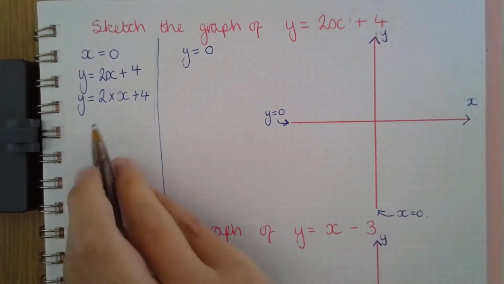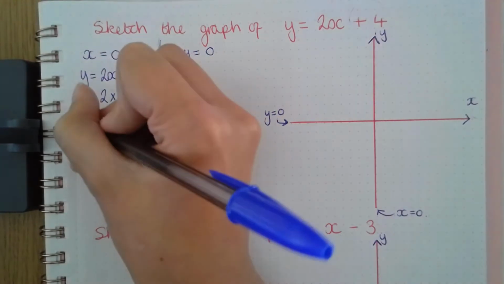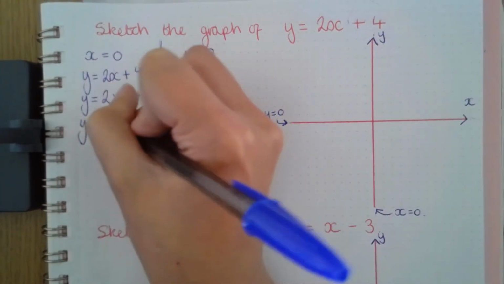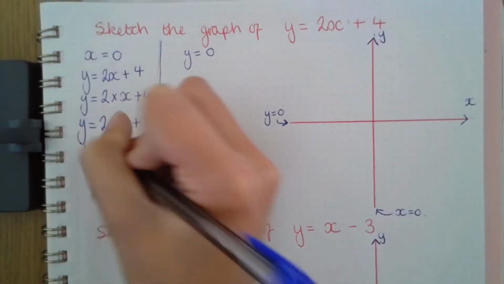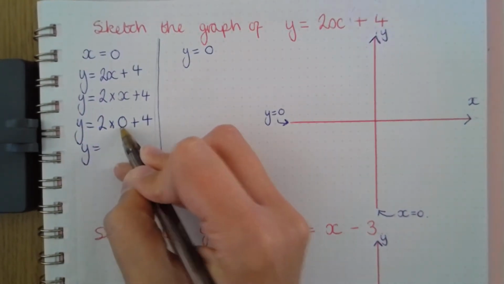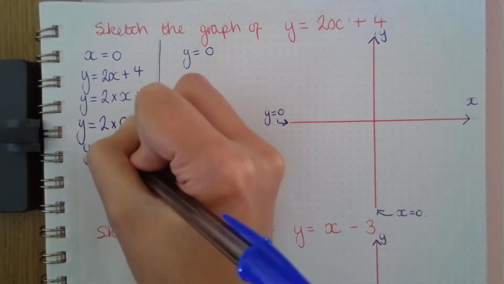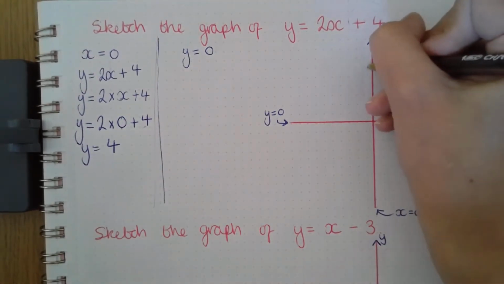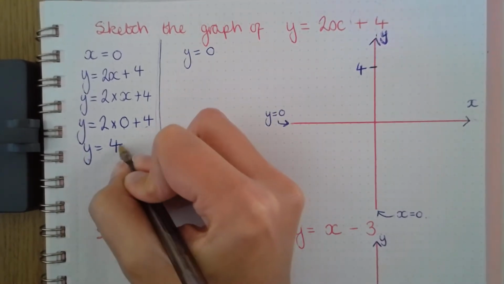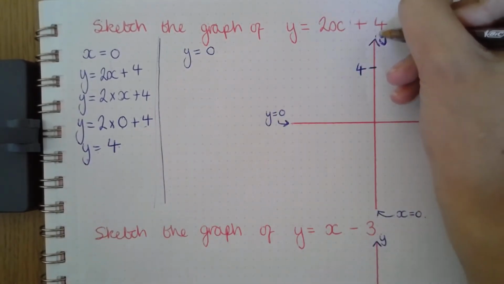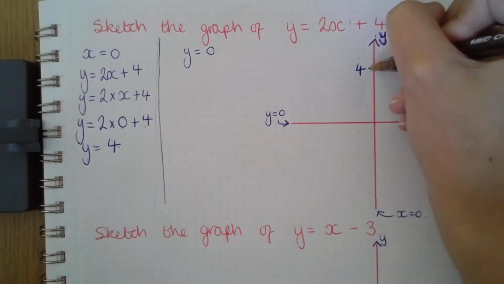So x is equal to 0. Instead of 2 times x plus 4, I've got 2 times 0 plus 4. Well, 2 times 0 is 0, plus 4 is 4. So I know it's going to go through this point here on the y-axis, because y is equal to 4. On the y-axis, I know it goes through 4.